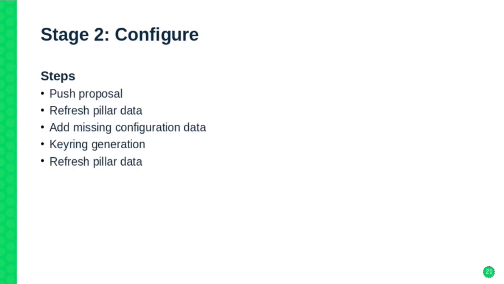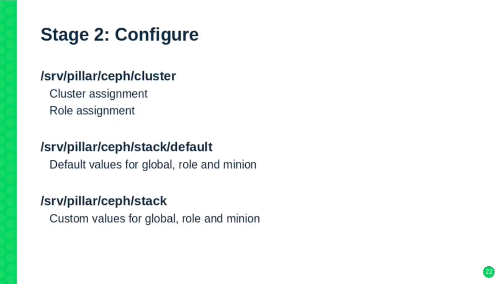The simple steps here: it pushes the proposal that you've picked. It does a refresh of the pillar data. Something I'll tell you about in a moment is that I'm using an external pillar, and that's why we add missing configuration data, key regeneration, and then we refresh the pillar data again. Pillar data in general cannot be used to make decisions about other pillar data, but because of something else I've chosen, we can. And I think you guys will find that useful.